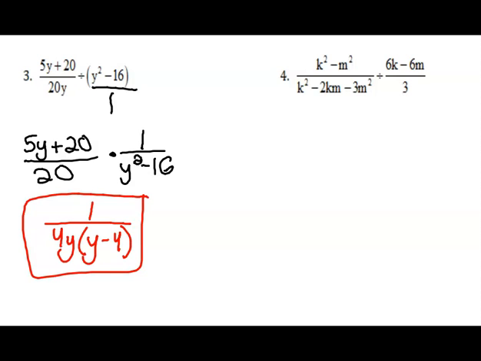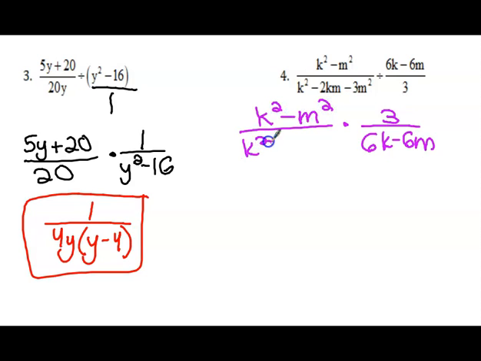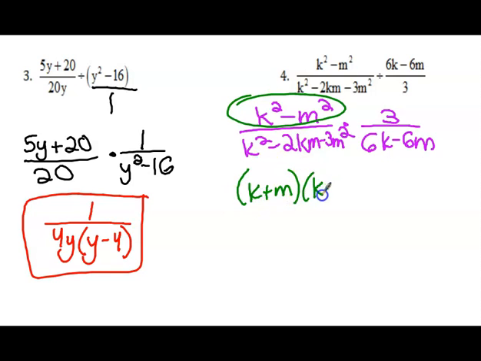Again, flip the second fraction first. So I have 3 over 6k minus 6m. So we're dealing with k's and m's for this one. So let's see how we can reduce this and go from there. All right. Here we go. All right, so let's factor this first one. So k squared minus m squared, again, difference of squares. So I should have a k plus m and then a k minus m.